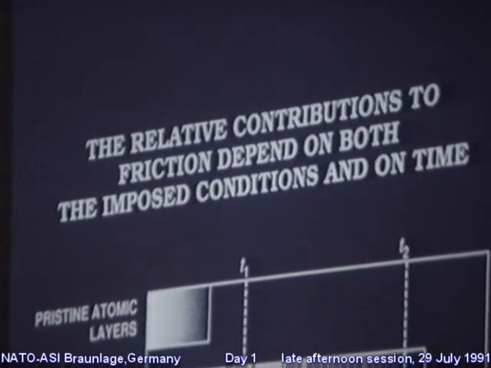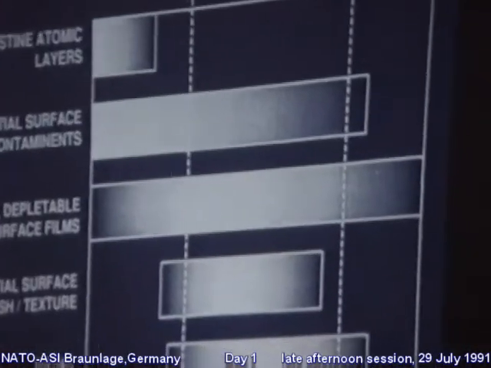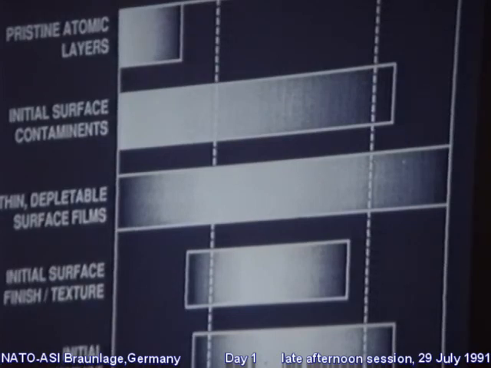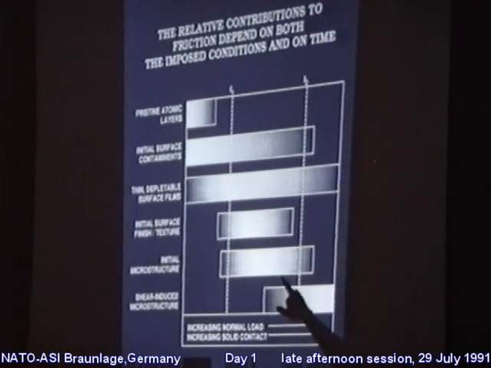And as we increase the contact pressure or the load, we may be able to sense the effects of depletable surface films. And then initial surface finish and texture may begin to influence at still more severe conditions the initial microstructure at this point. And then when we get to rather high loads and contact conditions, we're beginning to deform the material. The deformation of the material may change its shear properties and may then affect the friction.